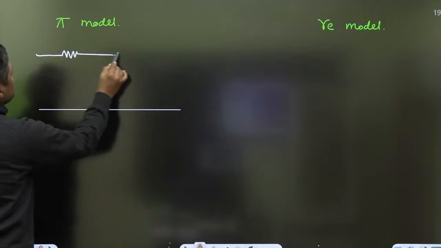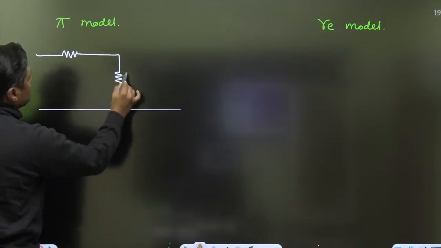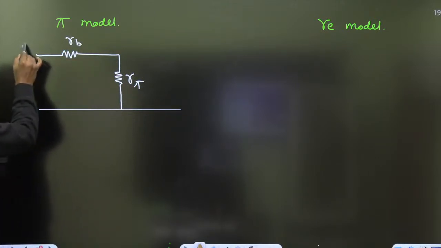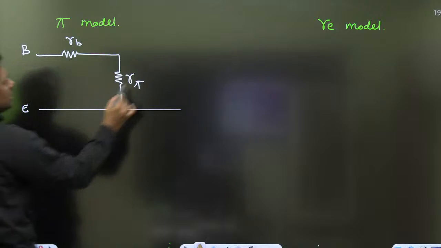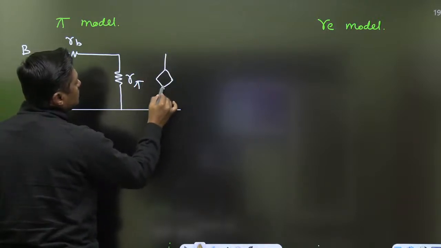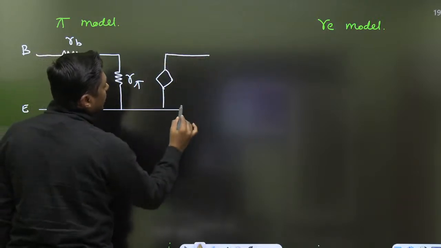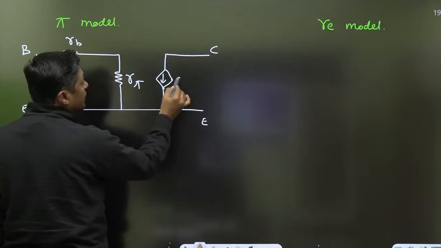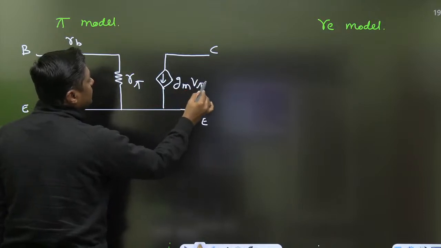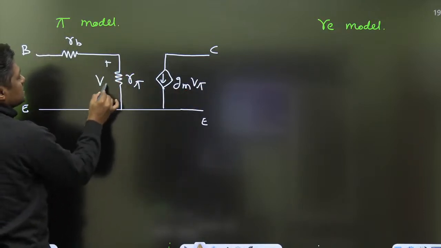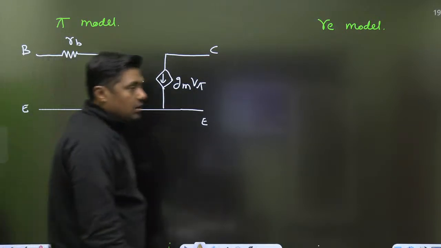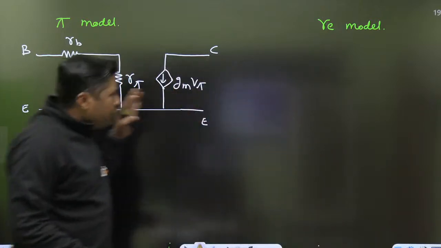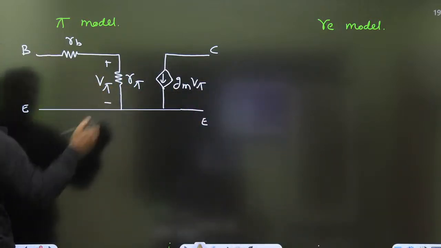RB, sometimes RB is given, this R pi is given. RB, the base spreading resistor, is given. This is the base, that is the emitter, this is for common emitter, and here is the dependent source. This is the collector, this is the emitter, and this is called gm v pi. That is the simplified model, right? That is called the pi model.